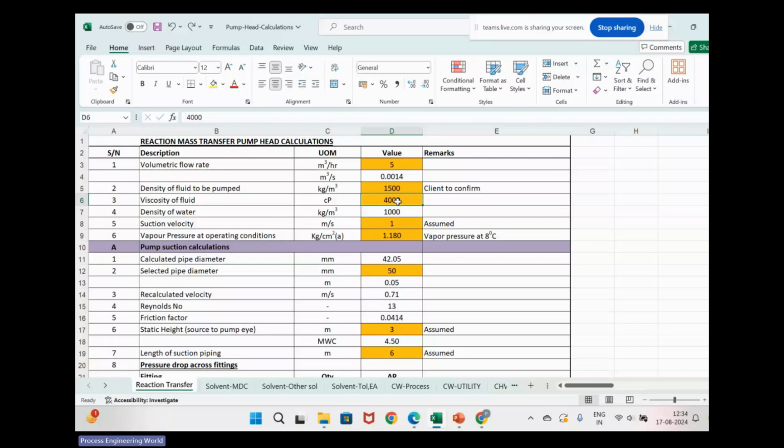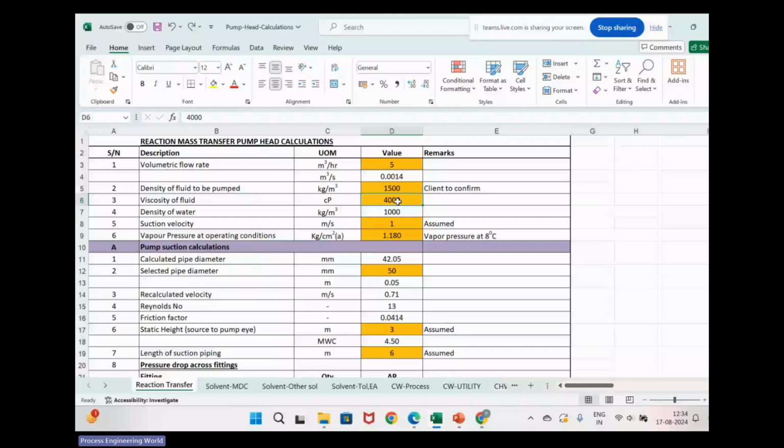Now you will say that many industries have many chemicals which they have produced on their own, so you won't get data or an MSDS on the internet. If you don't get an MSDS on the internet, you might not have its density and viscosity. For calculating density, it is very easy. You can take that material.